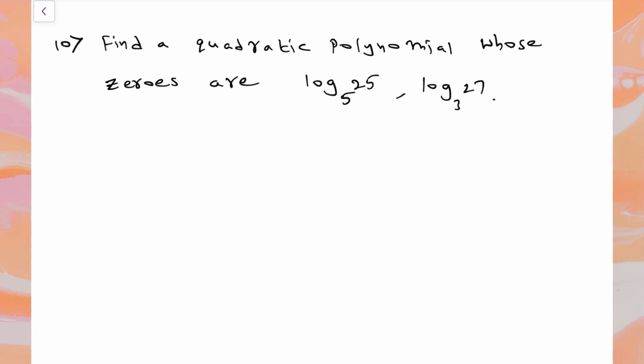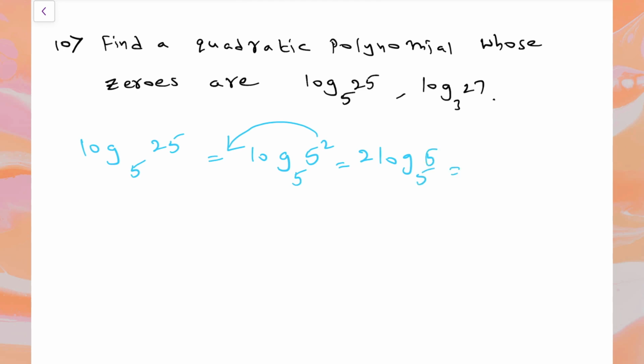Coming to question number 10. Find a quadratic polynomial whose zeros are log 25 base 5 and log 27 base 3. First of all, let us simplify the given values. Log 25 base 5: 25 can be written as 5 square, base 5. In logarithm, if there is a power on the main number, it will go to the front as it is. So we will get 2 log 5 base 5. Log 5 base 5 value is 1, so 2 into 1, that is 2.